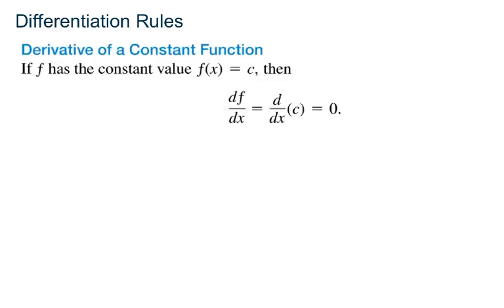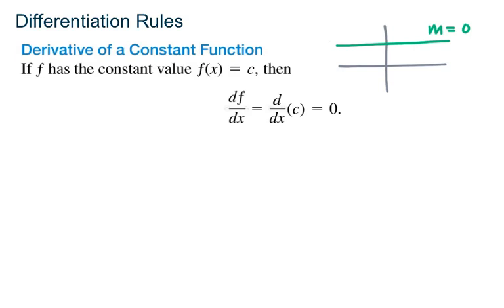The first rule we have is the derivative of a constant function. All right, so if we have a constant function, f of x equals some constant c. A constant function looks like a horizontal line. Now remember, that word derivative means rate of change. And what is the slope of a constant? The slope of any horizontal line is going to equal 0.